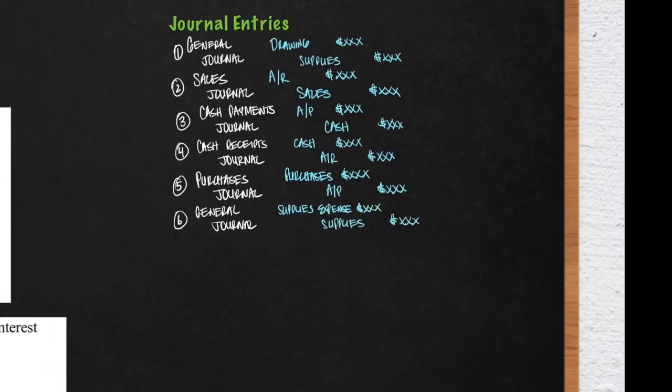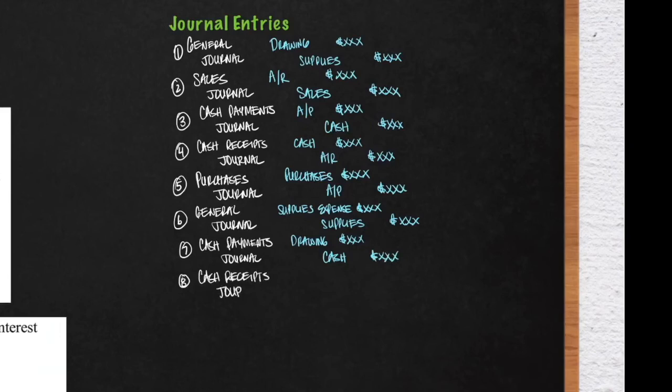Number 7, the owner took out cash. Well, the owner is getting paid cash from the company, so that belongs in the cash payments journal. You're going to debit drawing and credit cash. Number 8, the company borrows money from the bank. Because you're receiving cash from the bank after you take out that loan, number 8 deals with the cash receipts journal. You're going to debit cash and credit notes payable.